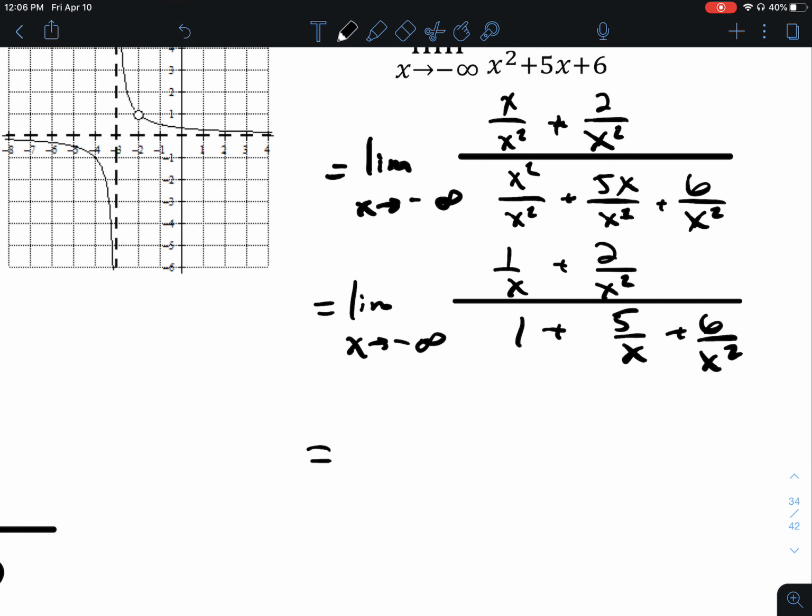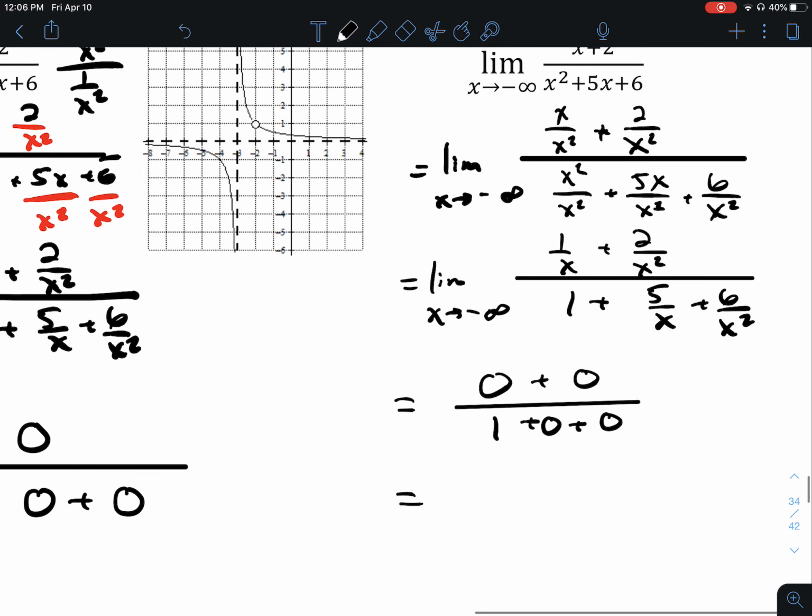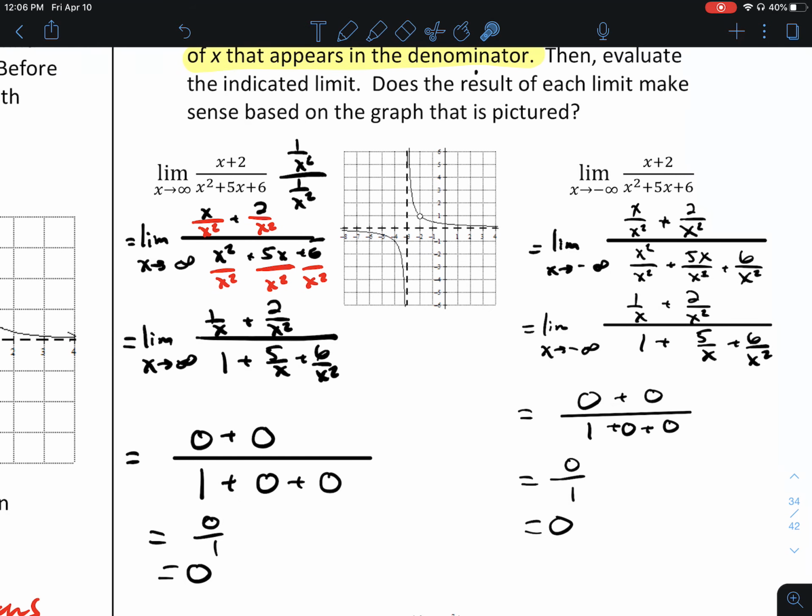Evaluating the limit, 1 over x approaches 0 as x approaches negative infinity. 2 over x squared also approaches 0. 1 approaches 1. 5 over x approaches 0. 6 over x squared approaches 0. This is 0 over 1, which is 0. Graphically, as we go left forever, it's getting closer to the horizontal asymptote of 0.